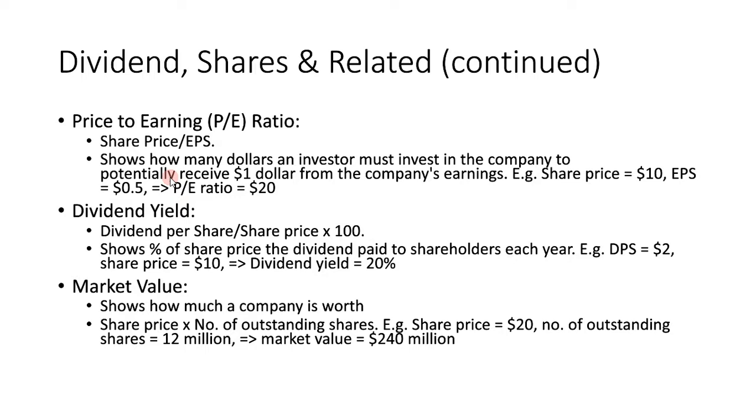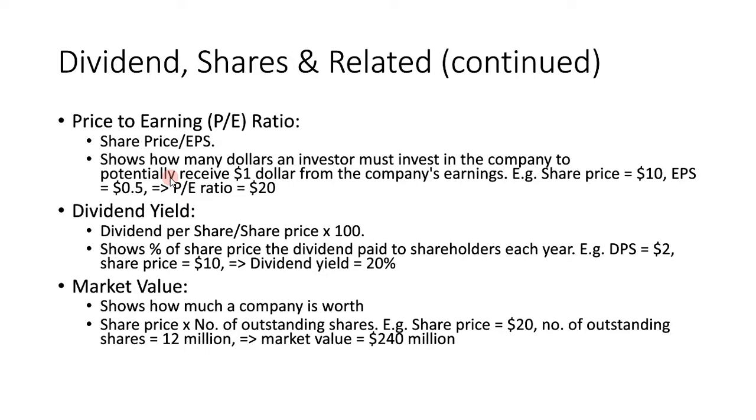Dividend yield shows the percentage of share price that the dividends are paid to the shareholders each year. So it's dividend per share, DPS, divided by share price, times 100. An example is DPS is $2, share price is $10. So the dividend yield is going to be 20%. So the dividend is only 20% of the share price of that particular share of a company.